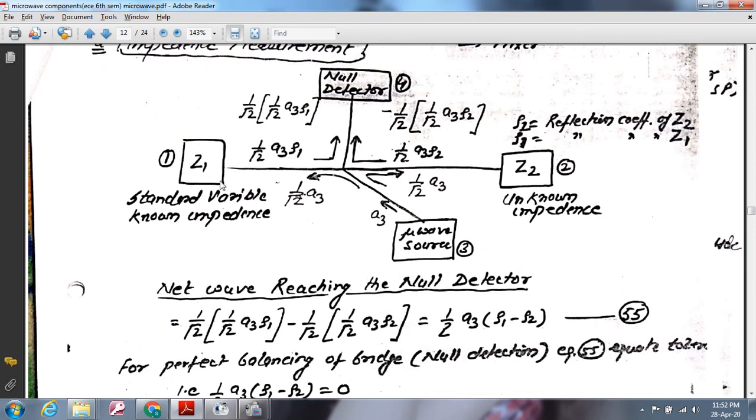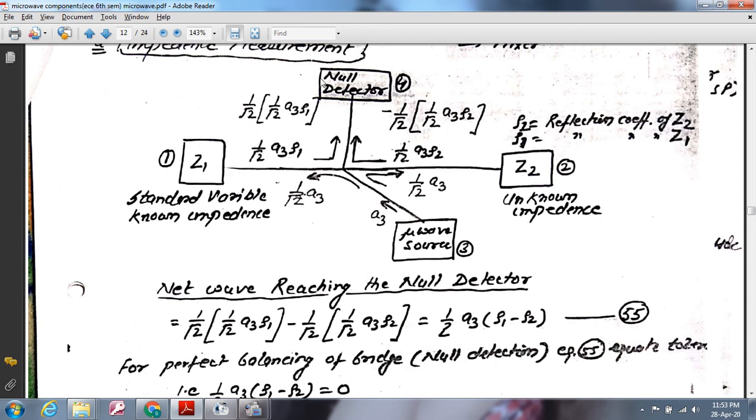In that case, if we assume this as a source, then the amount of power going from 1 to 4 will be A3 by root 2, which was the total power, multiplied by rho 1. This is the power going towards port number 4 from port number 1. Similarly, from port number 2, the power going towards port number 4 will be A3 by root 2 multiplied by rho 2. This is the power going from 2 to 4. This is the power going from 1 to 2.